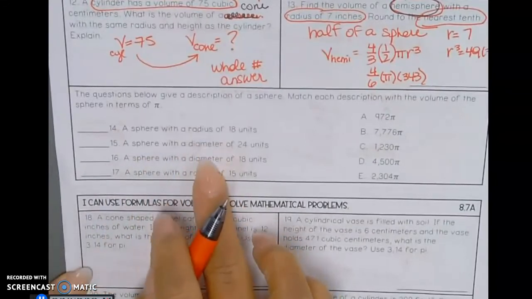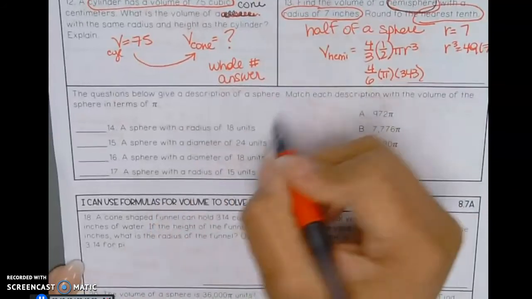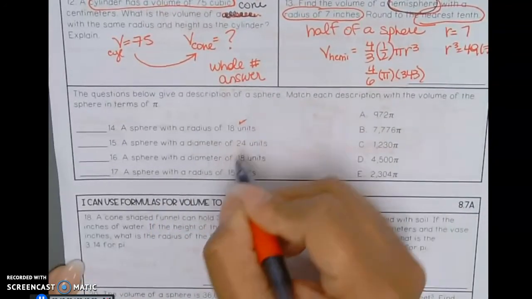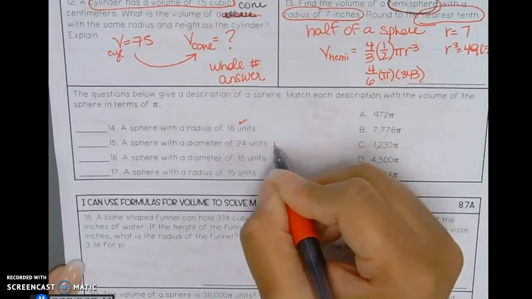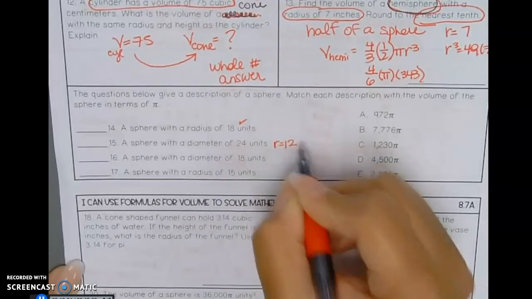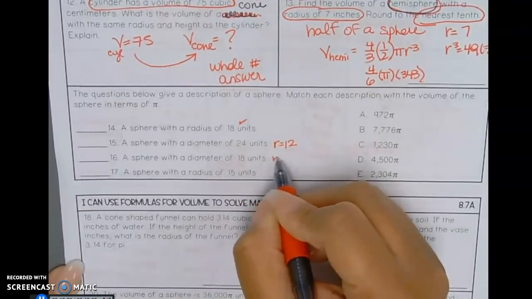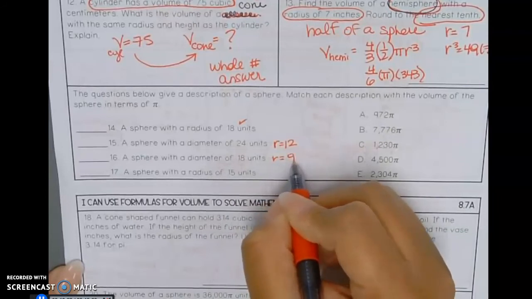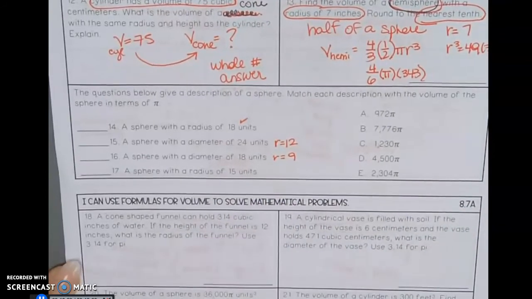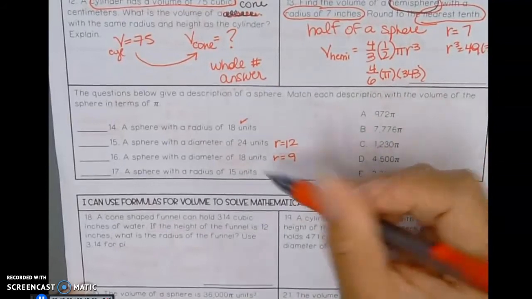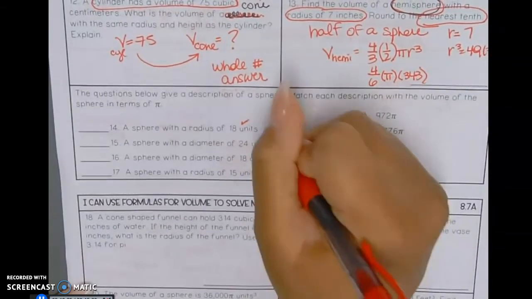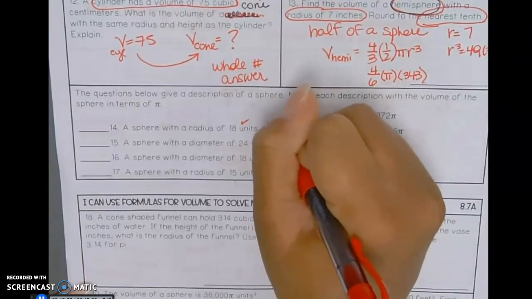Here we are matching. We need radii for 14, 15, 16, and 17. R is 18. I got it. Here, my diameter is 24, so my R is 12. Here, my diameter is 18, so my R is 9. And then they already give me the radius here. I am cubing the radius. So this is 18 cubed.